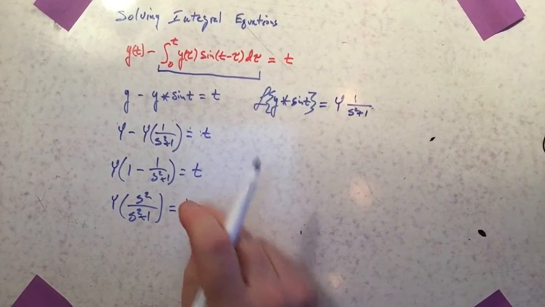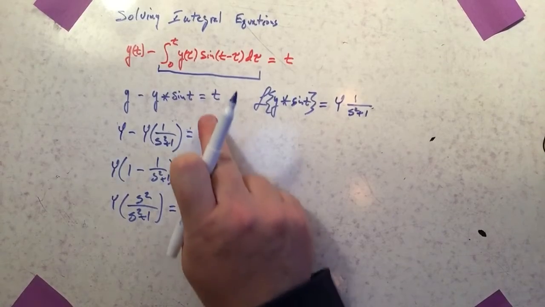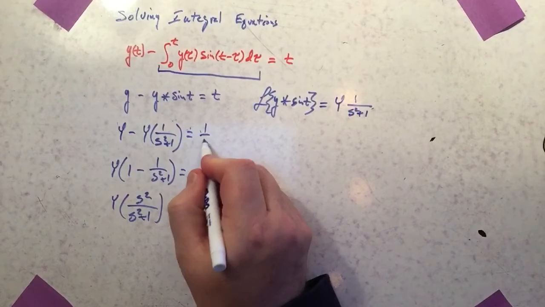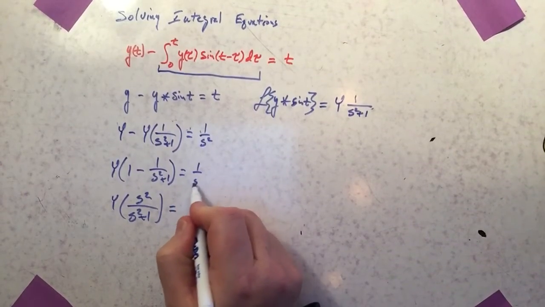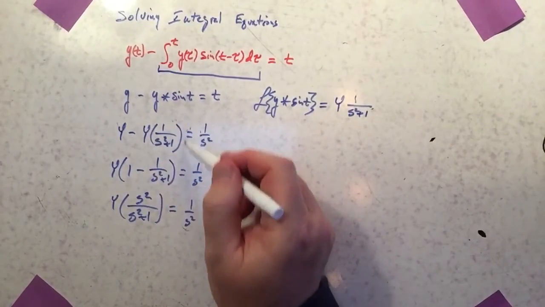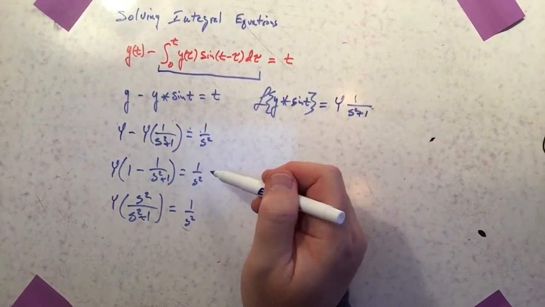And then, of course, all the way from the beginning, we were supposed to have applied the Laplace transform to t. Remember, that's 1 over s squared. So the right-hand side should be 1 over s squared, because from this line down, we were in the world of Laplace transforms.